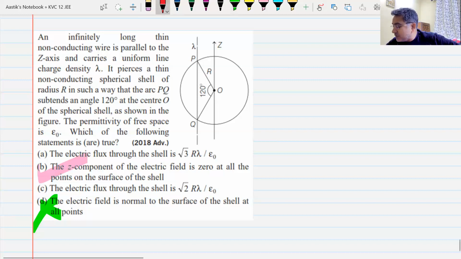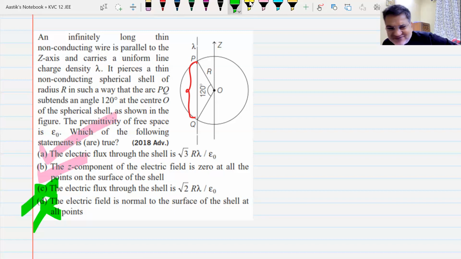Because you just have to find out how much is the length of this line. Yes or no? Once you know the length of this line, you multiply by lambda and you get the charge enclosed. When you get the charge enclosed, you divide it by epsilon naught, you get the flux. And the answer is A. So A and B are correct, and C and D are absolutely wrong.